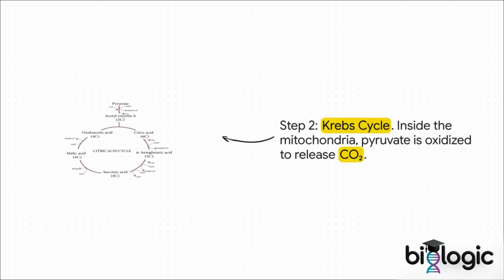Next up, those two smaller pieces head into the cell's powerhouses, the mitochondria, for the Krebs cycle. And again, don't sweat the complexity. Just think of this cycle as a little disassembly line. It breaks those molecules down even further, releasing some CO2, but what it's really after is the main prize, super high-energy electrons.